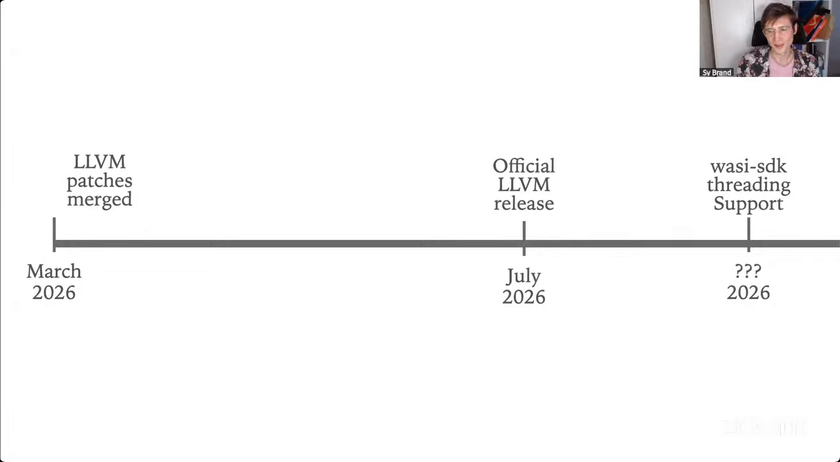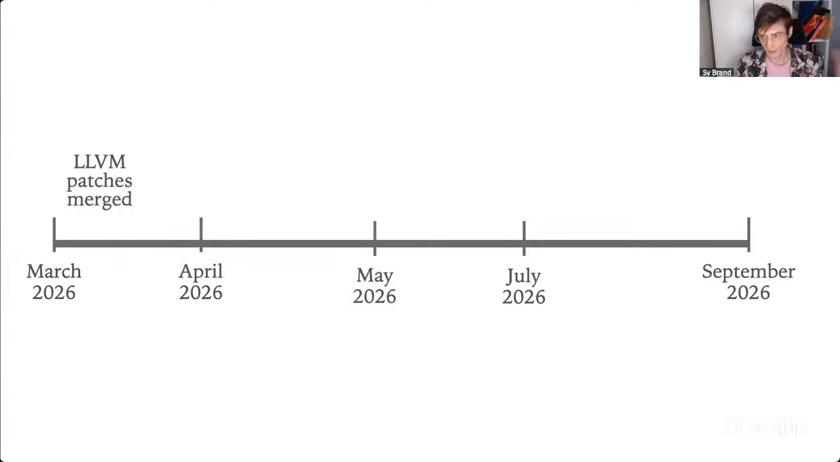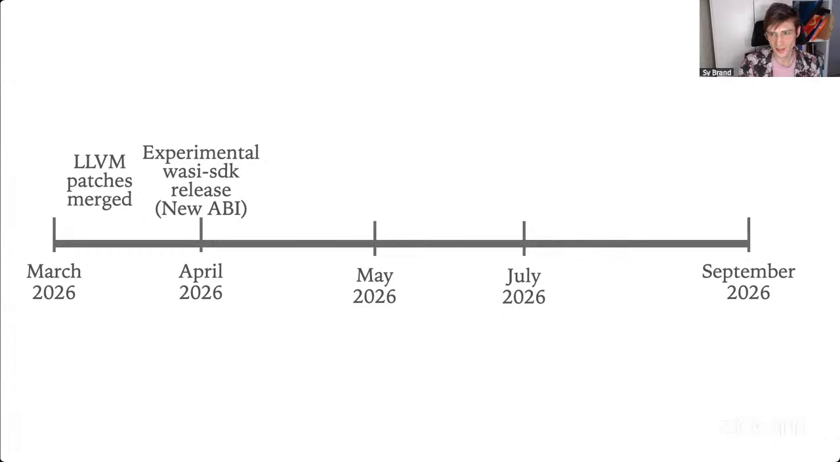But we do need a way of actually testing all of the pthreads implementations in CI for WASI libc so that we have confidence in actually shipping this. So what we're going to be doing instead is, hopefully LLVM patches get merged soon. Once that happens, we'll release an experimental WASI SDK, which does not include pthreads, but does include the new thread context ABI targeting. So this will use the new LLVM flags.